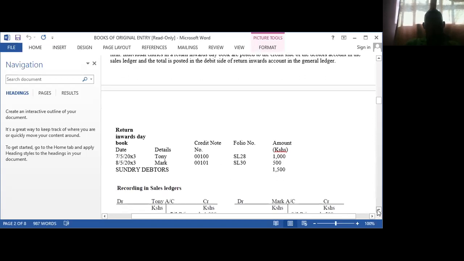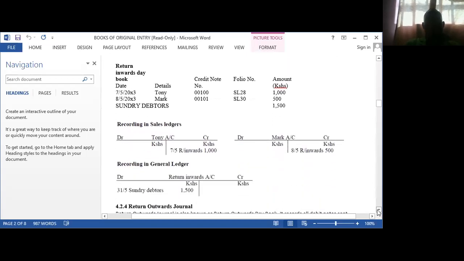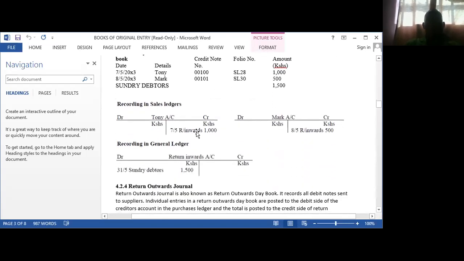And then when it comes to the ledger accounts, we normally record it to the return inwards. Remember, when we sold to them, we debited the accounts of those customers, but the moment they return goods, we credit their accounts by the return inwards and the amount of goods that they have returned.